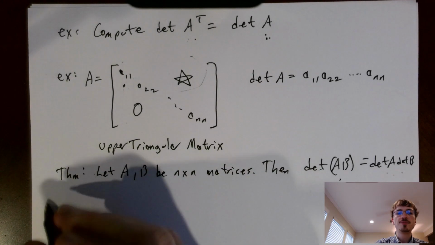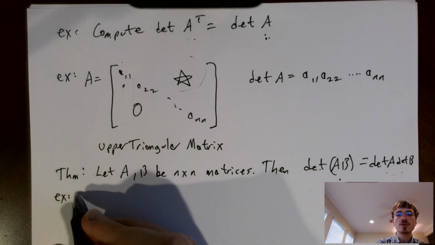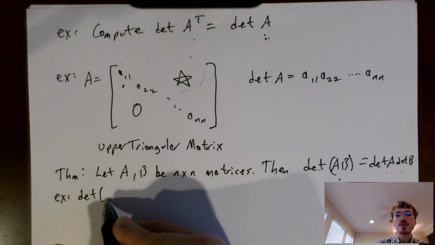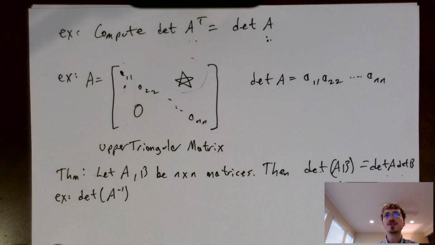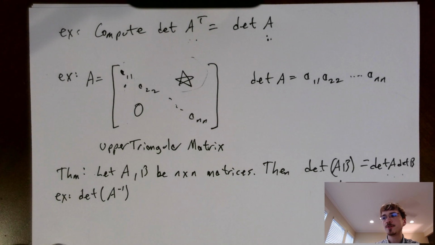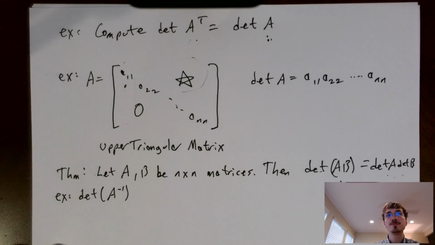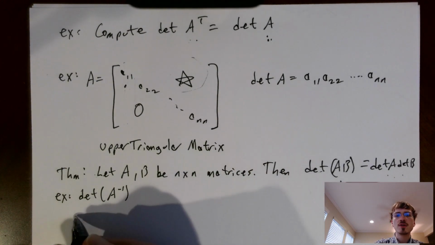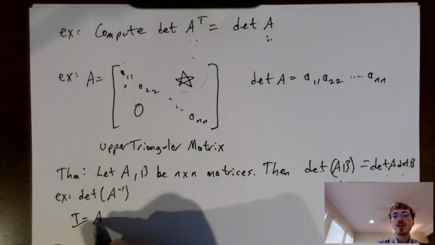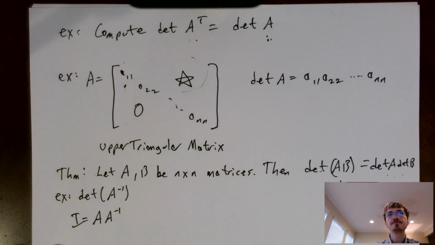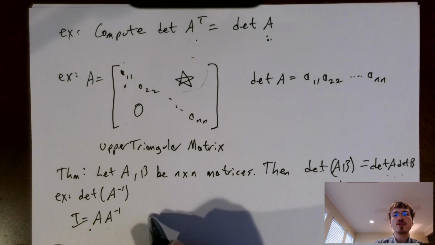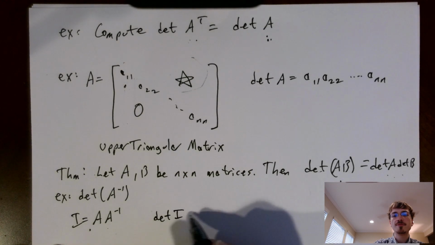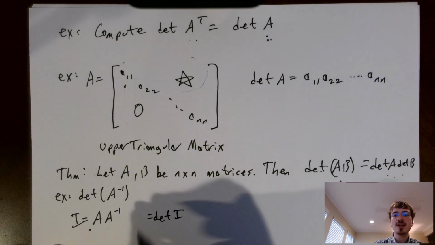As a quick example, compute the determinant of A inverse. Suppose a matrix is invertible. How do you compute the determinant of A inverse? Pause the video, try to figure it out. So first we need to note that the identity matrix is A times A inverse. And all that we need to do now is take the determinant of both sides of this equation. So we know that the determinant of I, what's the determinant of any identity matrix, is 1, right?